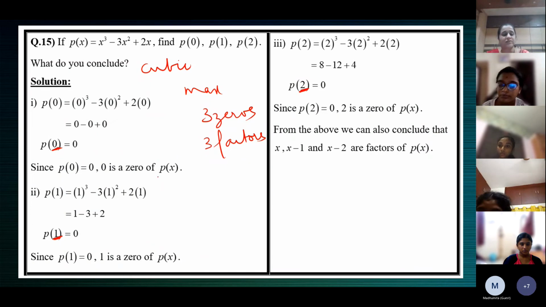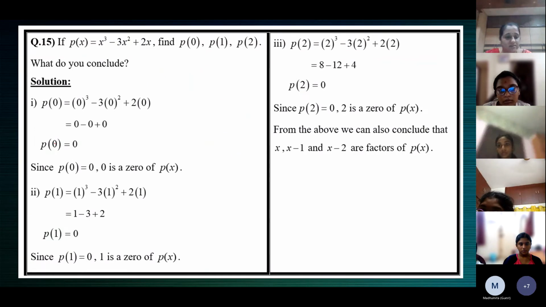Now further you can find the factors. That means x is equal to 0, right? Listen to this very carefully. X is equal to 0. This means x is equal to 0.